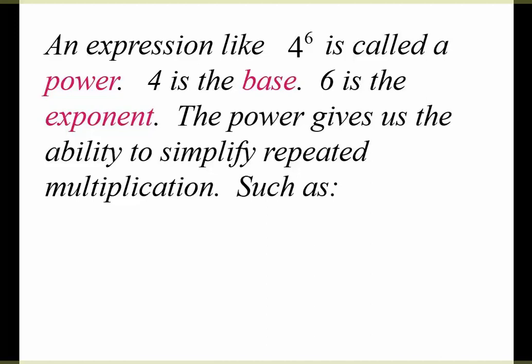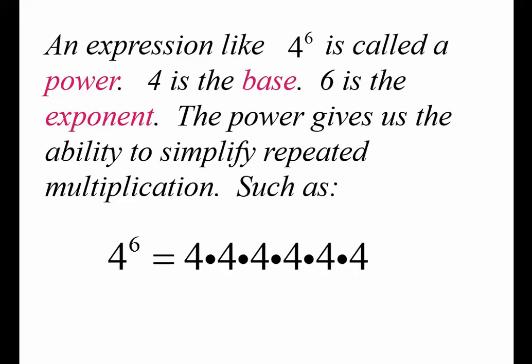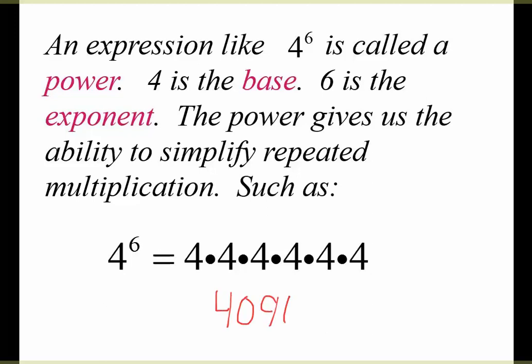The reason we use powers is so that we don't have to write repeated multiplication all the time. So 4 to the 6th power, for example, is a representation of 4 times 4 times 4 times 4 times 4 times 4. If you type that into your calculator, it's going to spit out 4,096. So 4 to the 6th power is equivalent to 4,096. When you're typing it into your calculator, you use the caret key on the right-hand side. So 4 caret 6. That key is located right underneath the clear button.